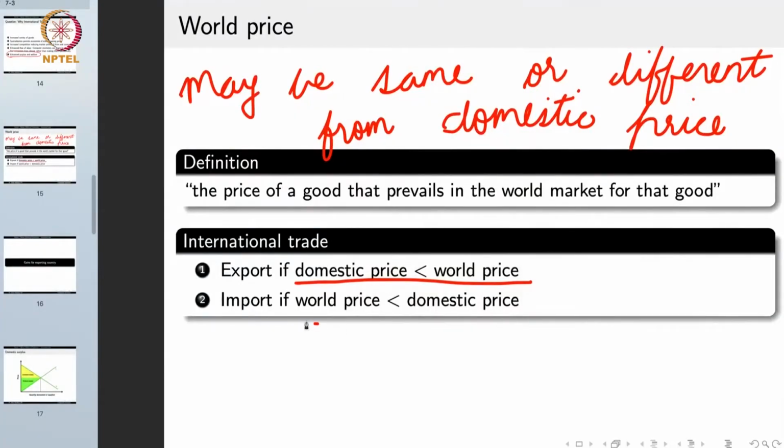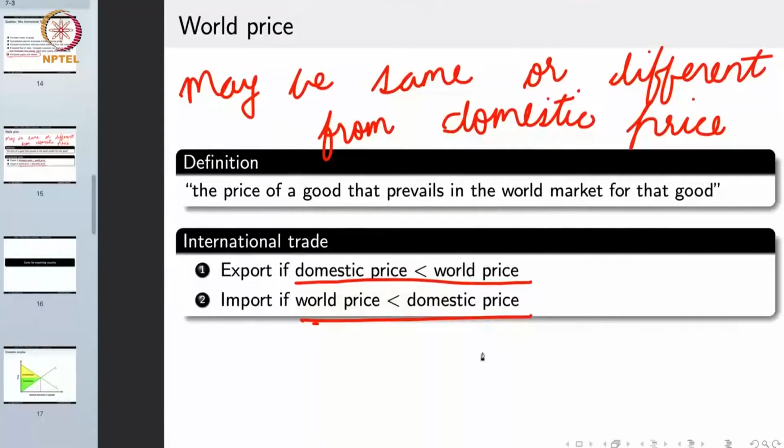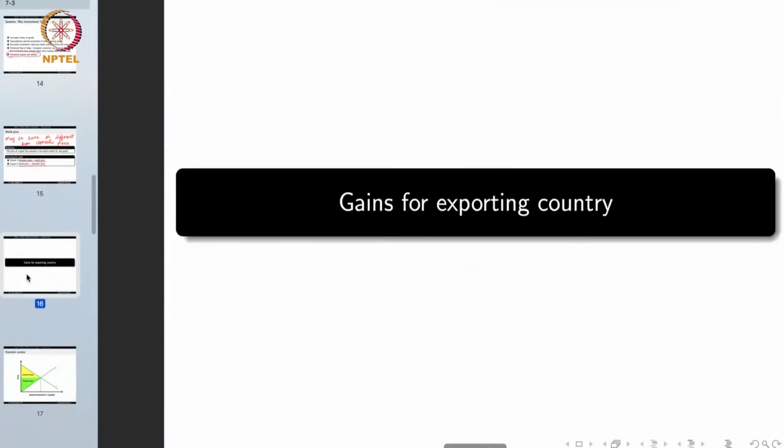Similarly, if the world price is less than the domestic price, it means that for that particular good, our industries are not that efficient. They are not able to make things at that lower cost than is available in the world market. So in that case, if we imported those goods, then we would be able to provide those goods at a much cheaper price to our citizens. So we will be able to increase the benefit or the surplus of our citizens. So in that case as well, international trade makes sense. So let us now explore both of these situations. What are the gains for an exporting country and what are the gains for an importing country?